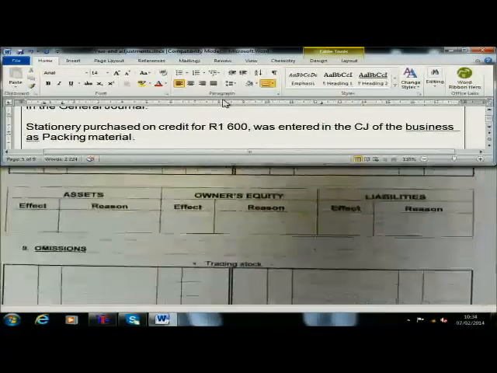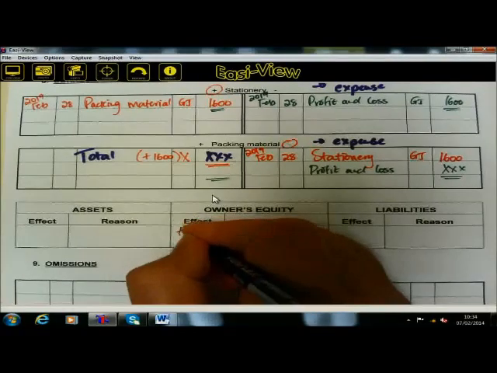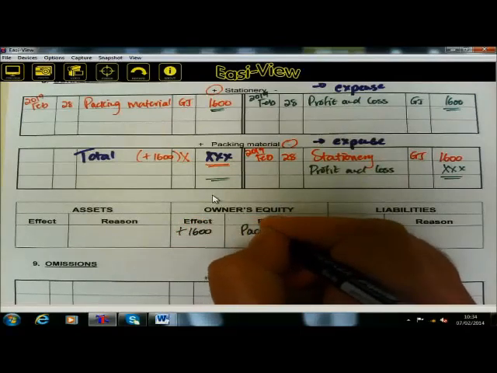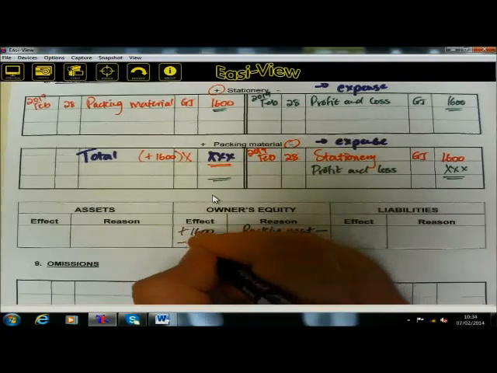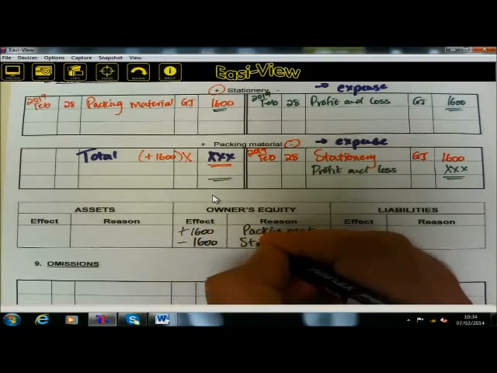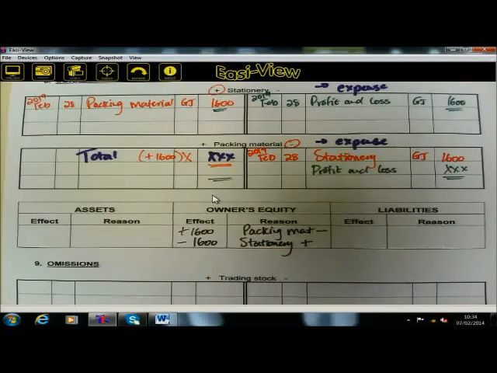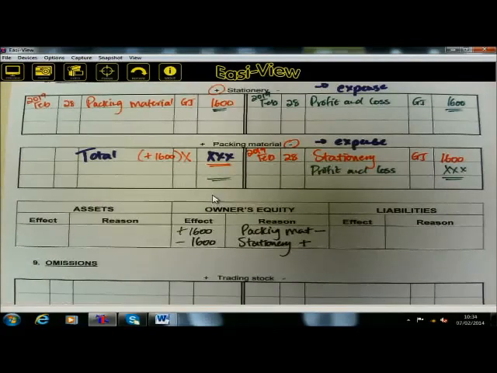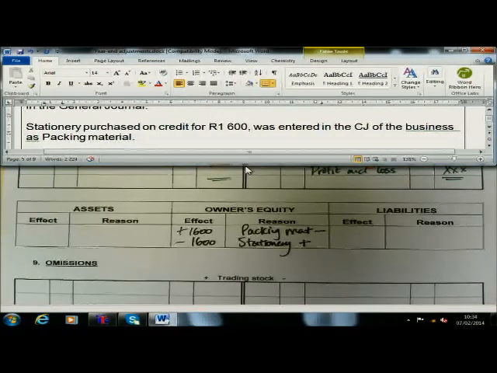Let's quickly look at the owner's equity. Remember, your packing material will become less. So there's a plus 1,600 Rand because the packing material, which is an expense, becomes less. There's a minus 1,600 Rand because the stationery, which is an expense, becomes more. So only two expenses that we had. The one becomes less, the packing material. The other one becomes more, the stationery, because we bought stationery, not packing material.